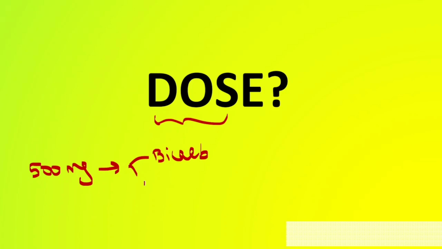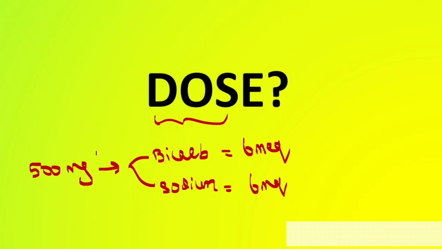Coming to the dose, the most important part, not the drug dose but the bicarbonate dose. Let us take a 500 milligram tablet. How much bicarb is there in terms of milliequivalent? How much sodium is there in terms of milliequivalent? On average, we can say approximately 6 milliequivalent of bicarbonate and 6 milliequivalent of sodium in a 500 milligram tablet.